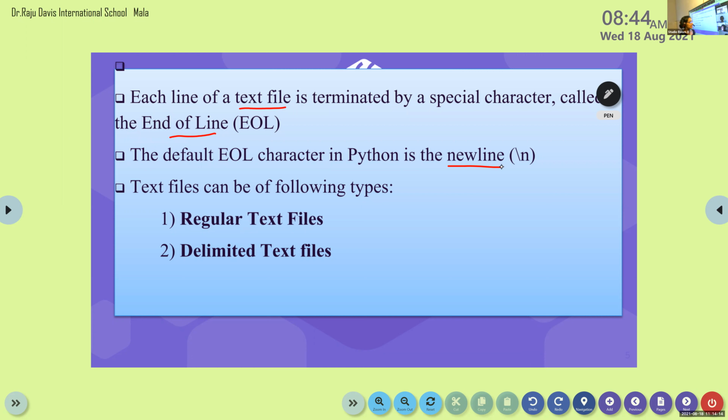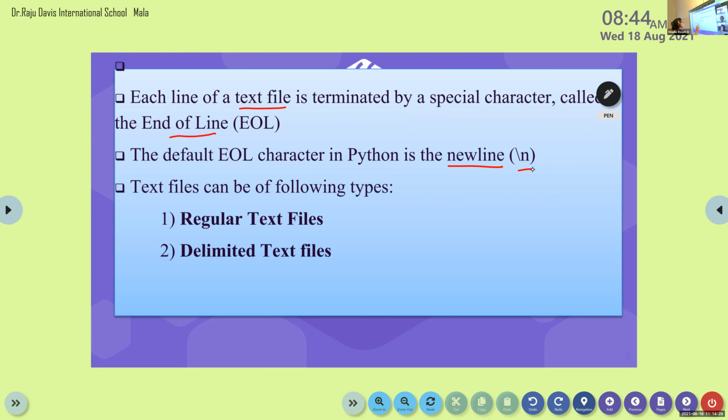It is slash N. Today I will be coming in your dreams and I will be asking some questions regarding that. So please do learn this. Okay, so slash N is the default end of line character in Python.